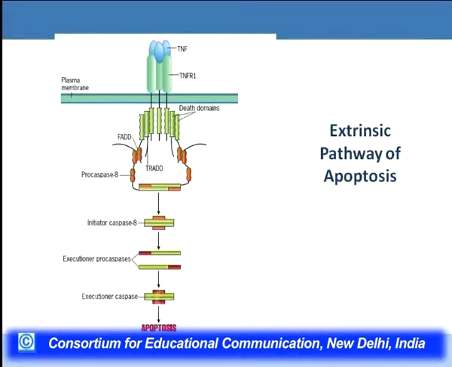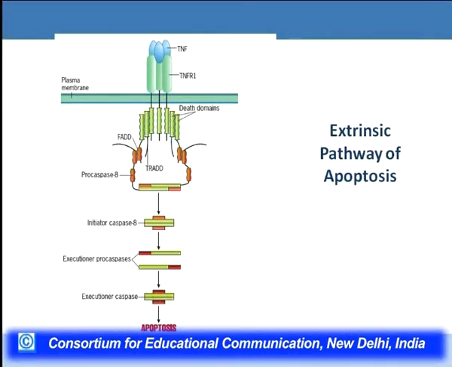After this processing is done, a heterodimer is formed for each molecule, and after that a tetramer is formed, which is the activated form of this particular caspase, which is caspase 8. Now this caspase 8 is an initiator caspase. In the intrinsic pathway, caspase 9 was the initiator caspase, and in this particular pathway, caspase 8 is the initiator caspase, and it initiates the cleaving and activating of downstream or the executioner caspases which carry out the self destruction of the cells.